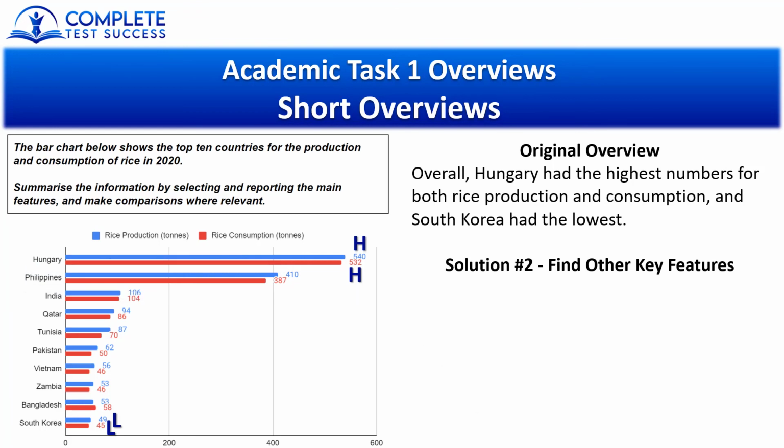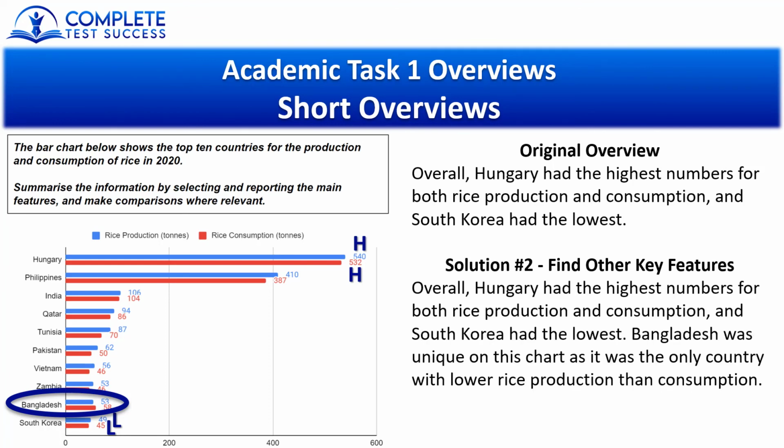Or finally, we could decide to focus on the fact that Bangladesh was the only country where the figure for rice production was lower than the one for rice consumption. Overall, Hungary had the highest numbers for both rice production and consumption, and South Korea had the lowest. Bangladesh was unique on this chart as it was the only country with lower rice production than consumption.